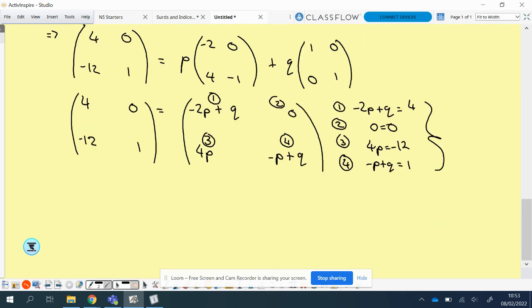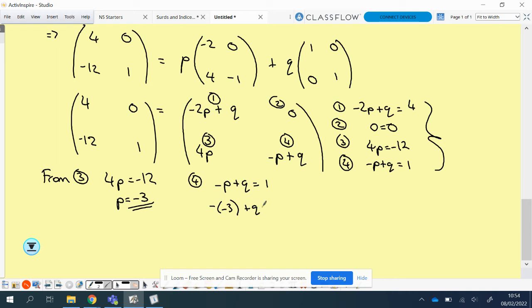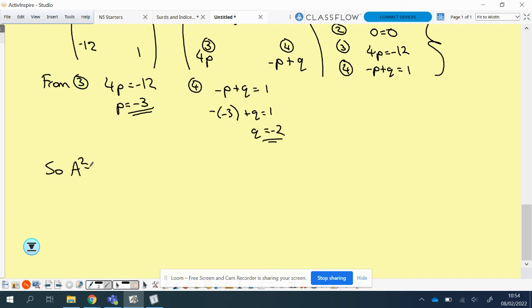You could use simultaneous equations with equation 1 and equation 4, for example, but normally one of the equations gives you a clue about one of them first. If I look at equation 3, 4p equals negative 12, therefore p is negative 3. Then I can use either equation 1 or equation 4, but equation 4 is probably the easiest. Negative p plus q equals 1, so negative of negative 3 plus q equals 1, which solves to q equals negative 2. Therefore A squared equals negative 3 lots of A, minus 2 lots of the identity matrix. So I found my 2 values for p and q.